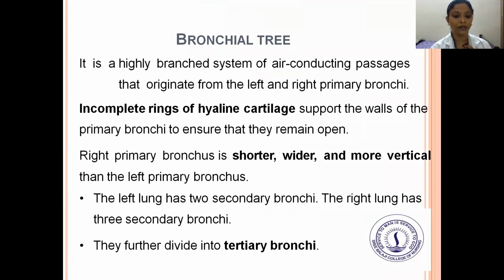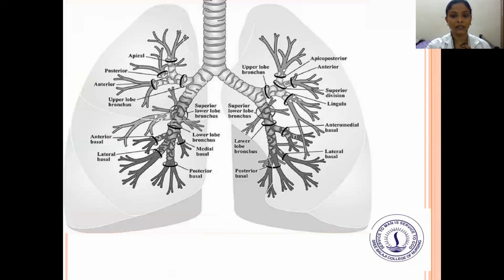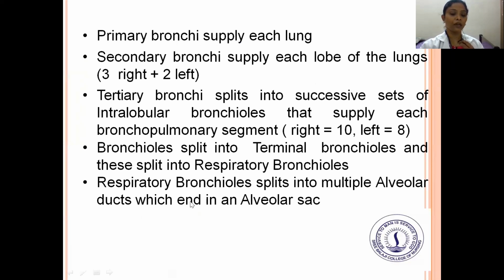It further divides into tertiary bronchi. So you can see here in the bronchus the other parts: anterior, lateral base, posterior base, medial base, lower lobes, and superior lobes. Everything is clearly visible in this picture. The primary bronchi supply each lung. Secondary bronchi supply each lobe of the lung, that is three right and two left.